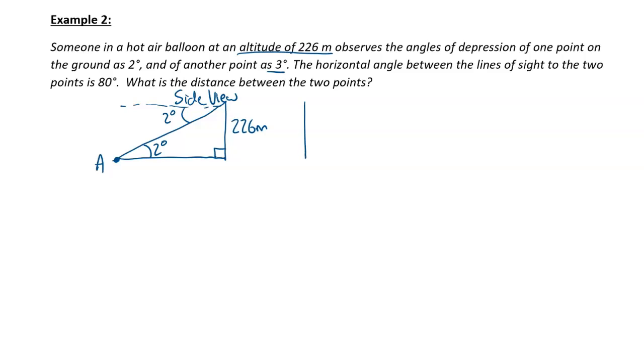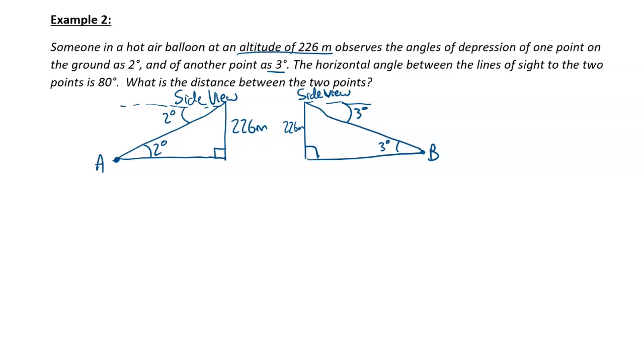We're going to have an altitude of 226 meters, and then we are going to look down with an angle of depression of 3 degrees. So this angle here is 3 degrees. And for the same reason as before, that's a 90-degree triangle, which means this angle in that 90-degree triangle is 3 degrees. Again, a side view. So these are both side views looking at these 2 points, one looking down to point A on the left and the one looking down to point B on the right.